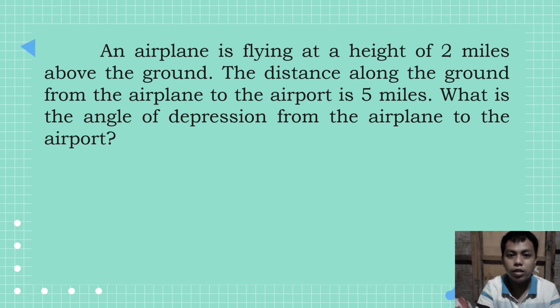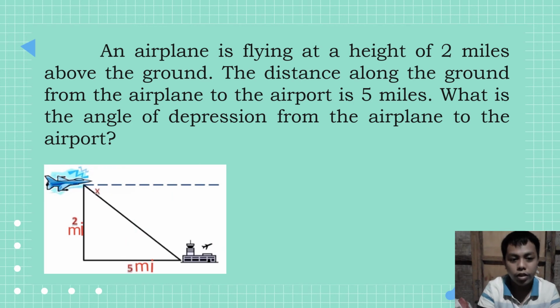An airplane is flying at a height of 2 miles above the ground. The distance along the ground from the airplane to the airport is 5 miles. What is the angle of depression from the airplane to the airport? We have the figure here. Then we have the equation tan x equals 2/5.